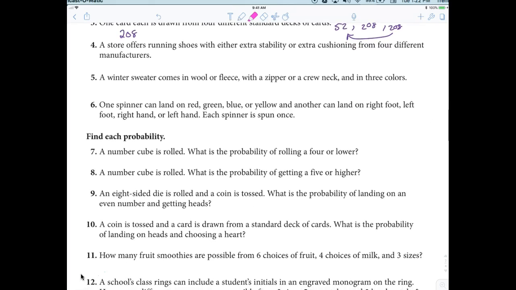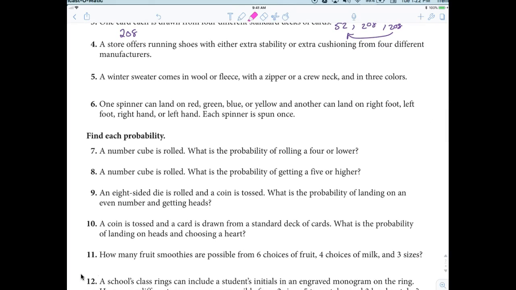Now, question number 4. It says a store offers running shoes with either extra stability or extra cushioning from 4 different manufacturers. How many outcomes are there? 8. Exactly. They're coming from 4 different places. You have 2 different options. So 4 times 2, which is 8. Very good.